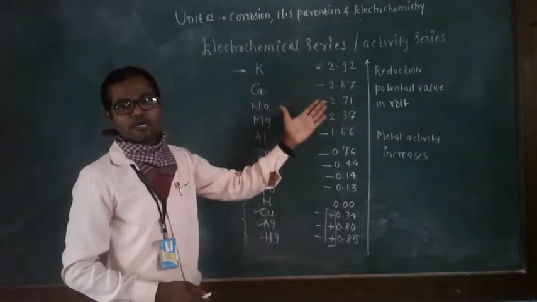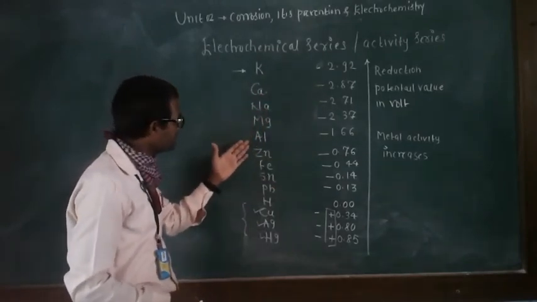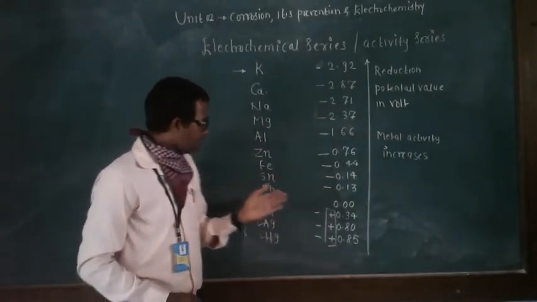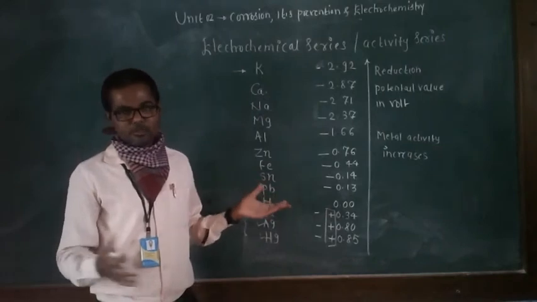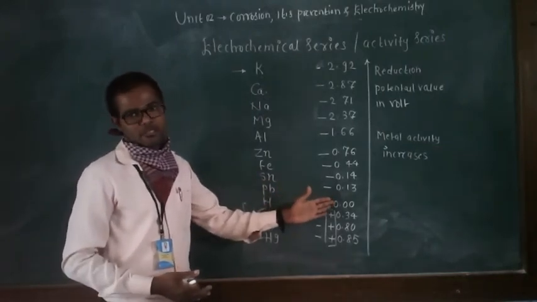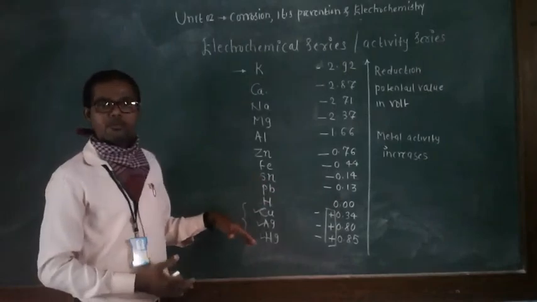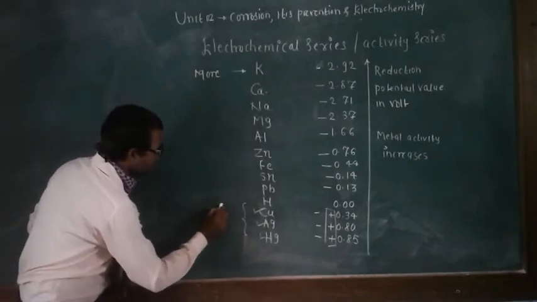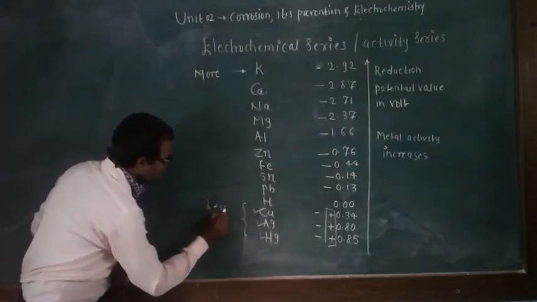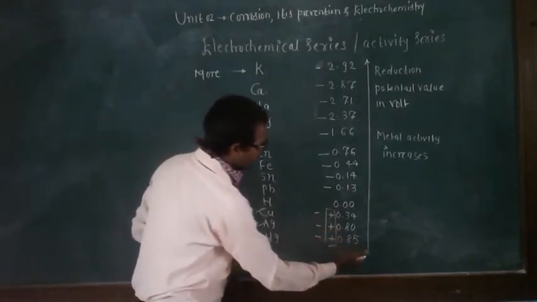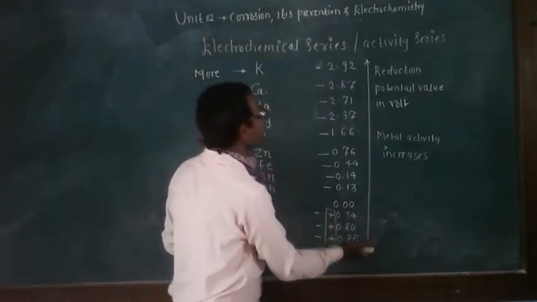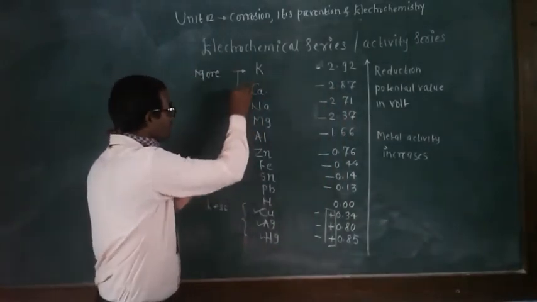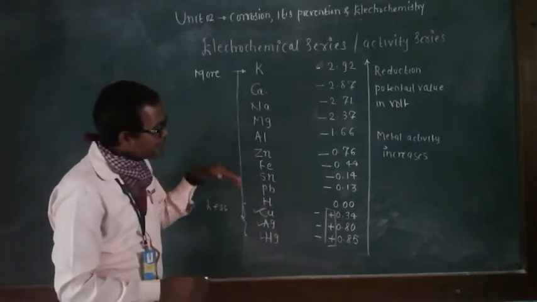Calcium minus 2.87, then sodium, magnesium, aluminum, zinc, ferrous, tin, lead minus 0.30. Then hydrogen, the reference electrode, which is a non-metal, with reference value 0, and then start the less active metals. So these are the more active metals, and here these are the inactive or less active metals. When we go from the bottom to the top, the metal activity increases, but when we come from top to bottom, the metal activity decreases.